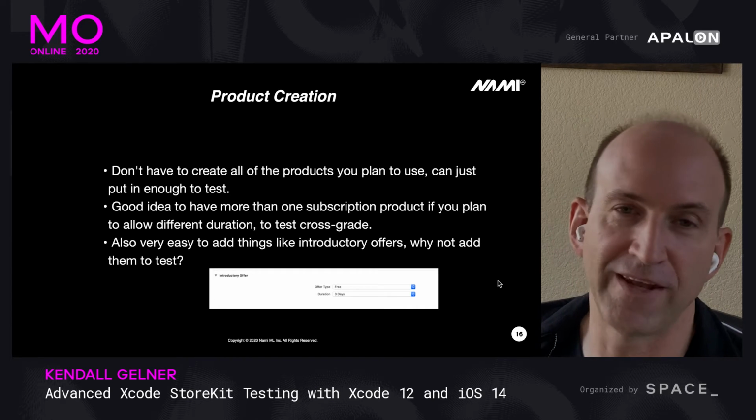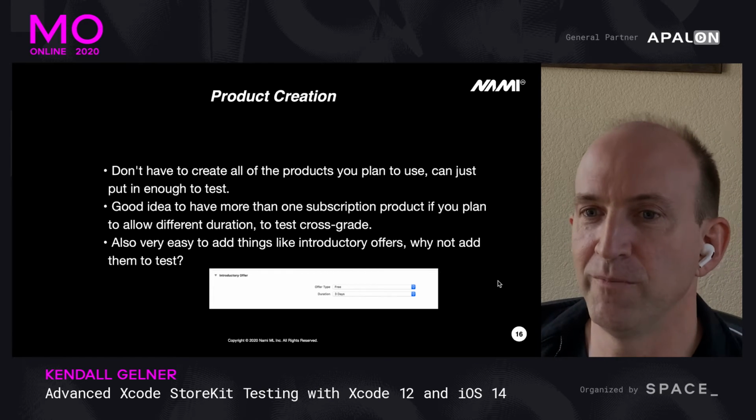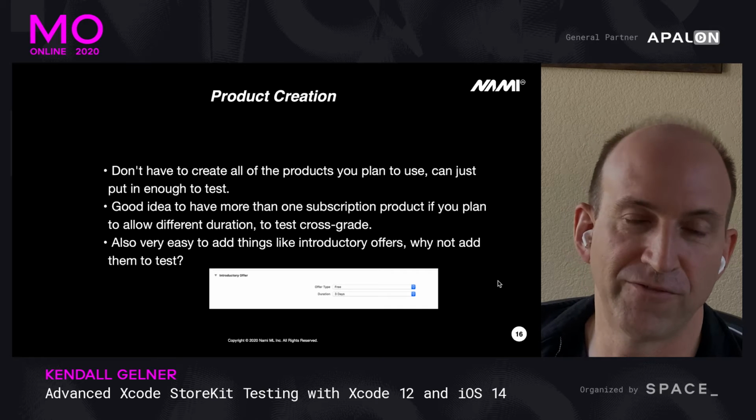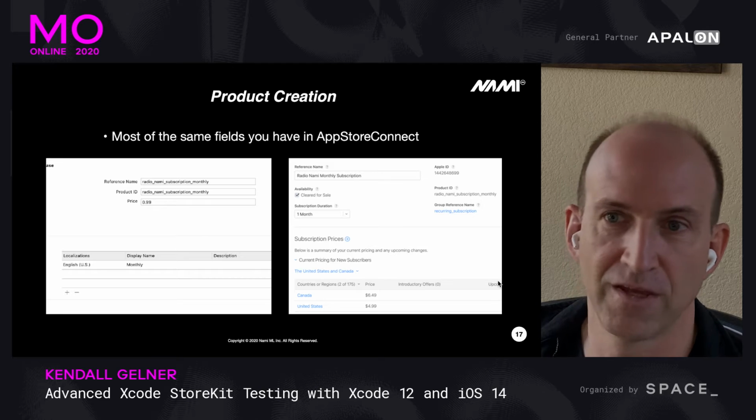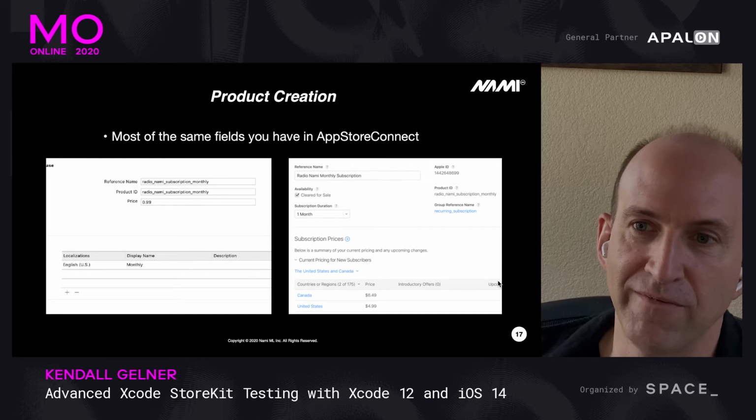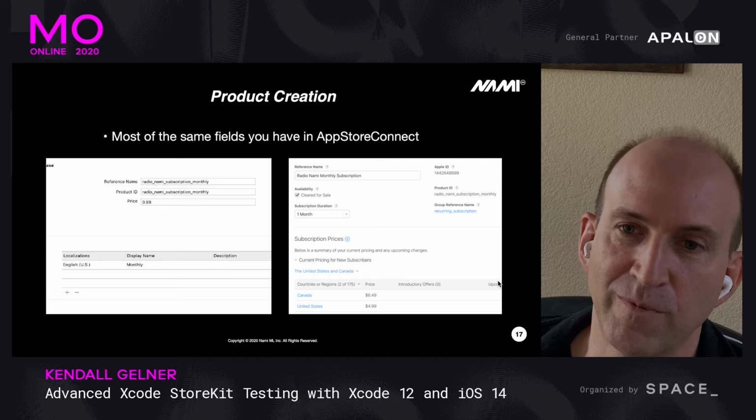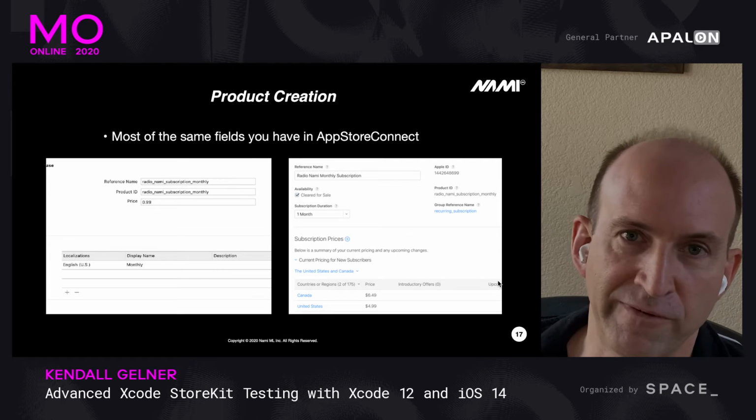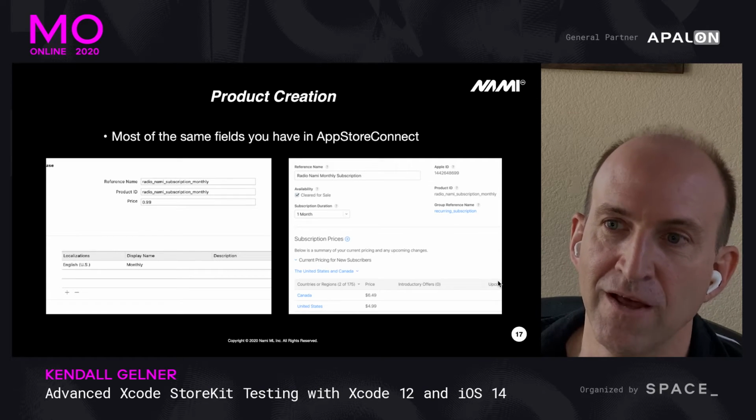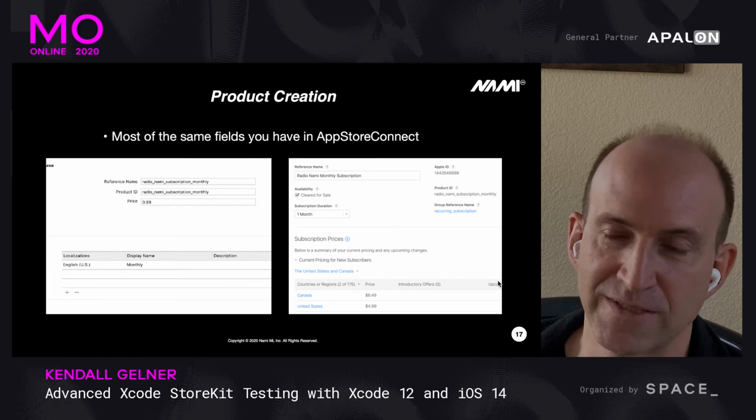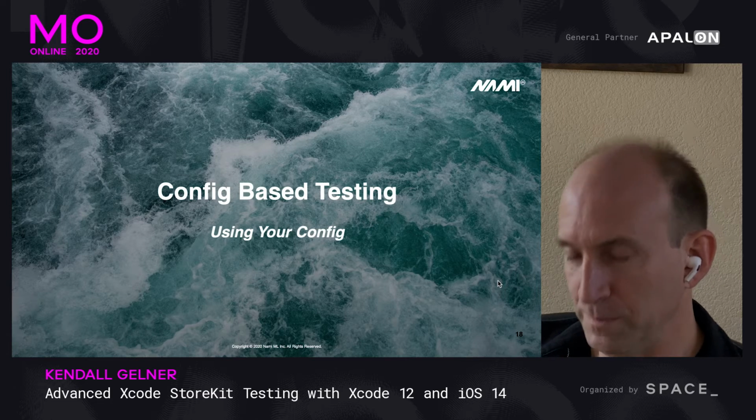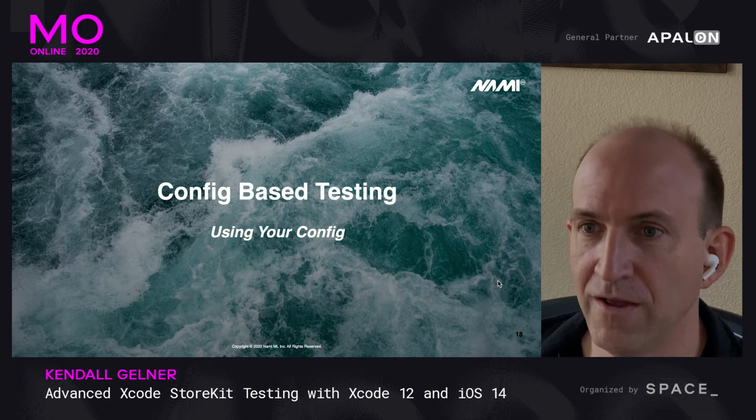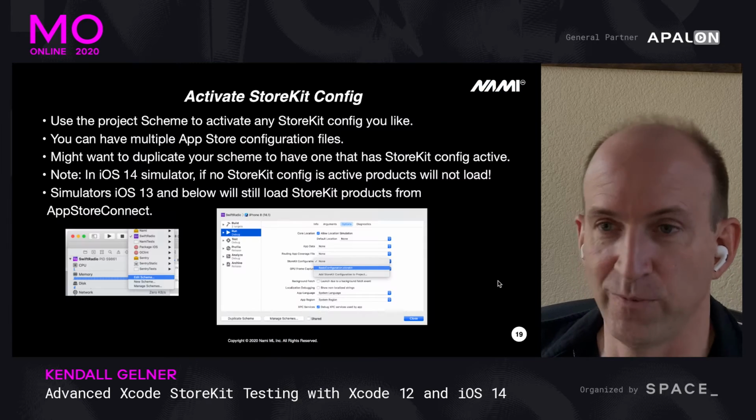And it makes it very easy to add introductory offers here in this local product definition version. So might as well just throw them in and try testing that scenario too, and then maybe add that to your app later in App Store Connect. You have most of the same fields you have here, so when you're defining these products, you can pretty much just move the information straightforwardly between App Store Connect and this product entry screen in the configuration.